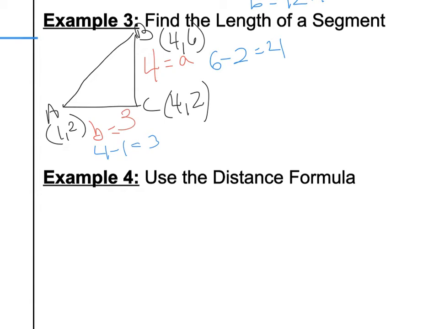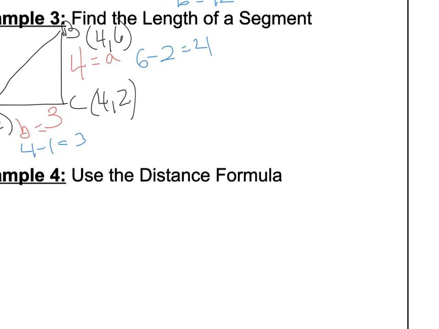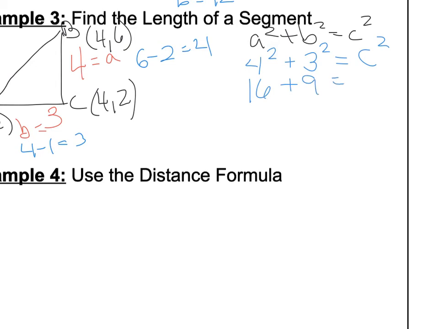Now, once we have the lengths of our 2 legs, we just plug them into the Pythagorean theorem like we did in example 1. Again, a squared plus b squared equals c squared. Now we plug in values, so it's 4 squared plus 3 squared equals c squared. 4 squared is 16 plus 3 squared, which is 9, equals c squared. Add those two, we get 25 equals c squared.